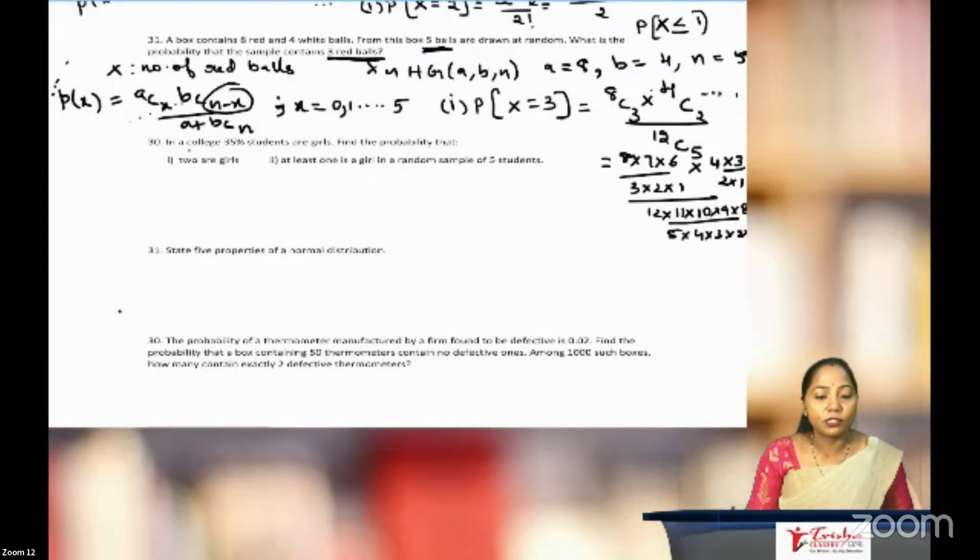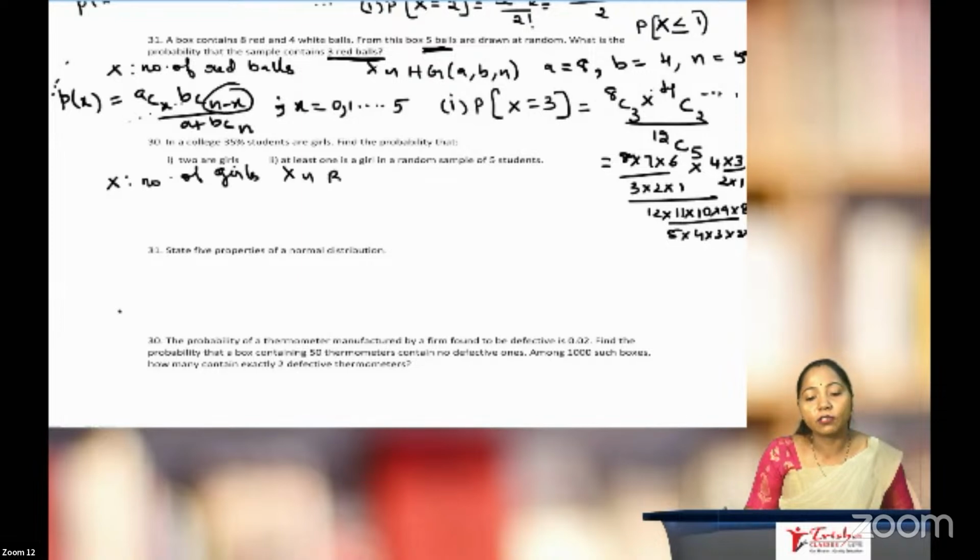It is binomial distribution. Right, very good. Binomial distribution. What is our X? What shall we define our X as? What is the probability that we are interested in finding? X can be defined as number of girls. Yes, number of girls.